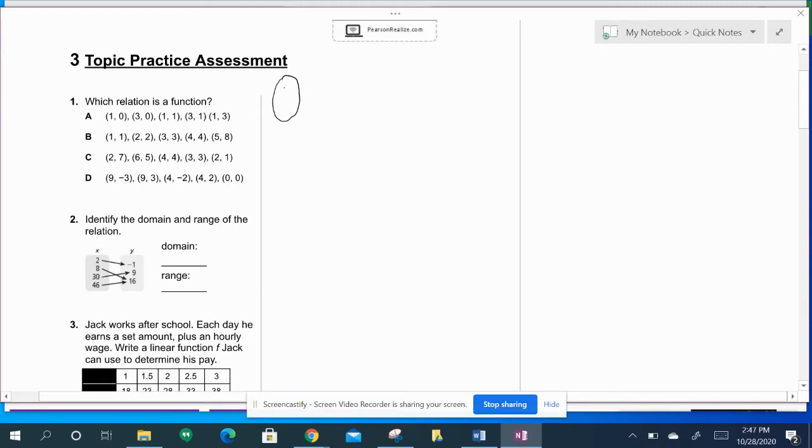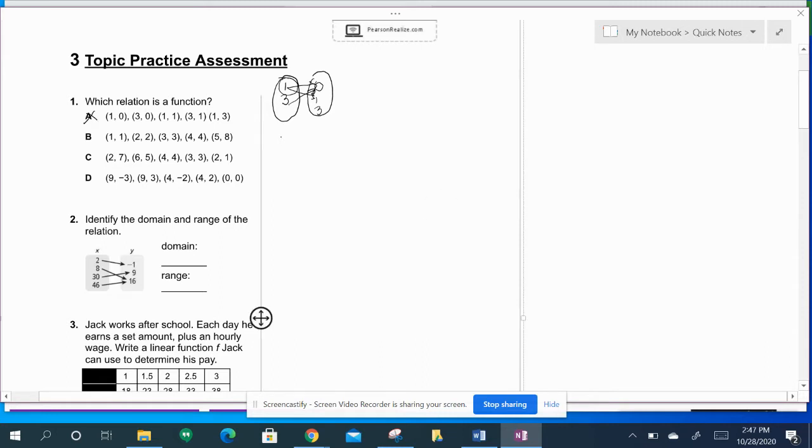So in number 1, I see my domains are 1, 3. Oh, 1 is repeated, 3 is repeated, 1 is repeated. So I only need to write them once. Over here, my range is 0, 1, and 3. And then I'm going to start drawing arrows. So 1 goes to 0, 3 goes to 0. So far, so good. 1 goes to 1. At this point, I can stop because one domain is going to two different ranges. I know A does not work.